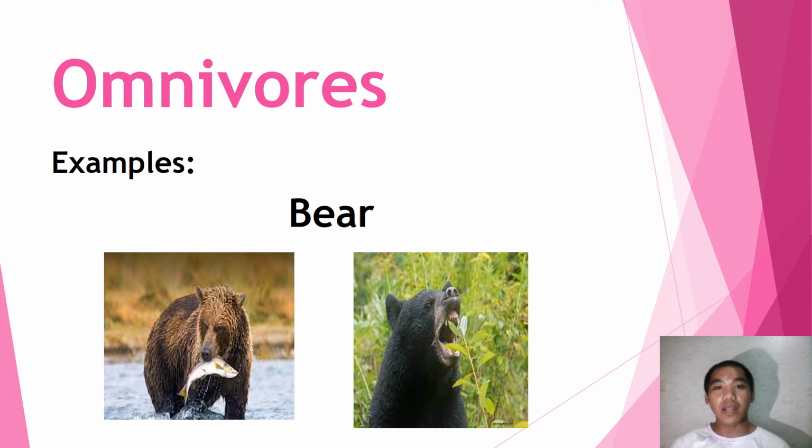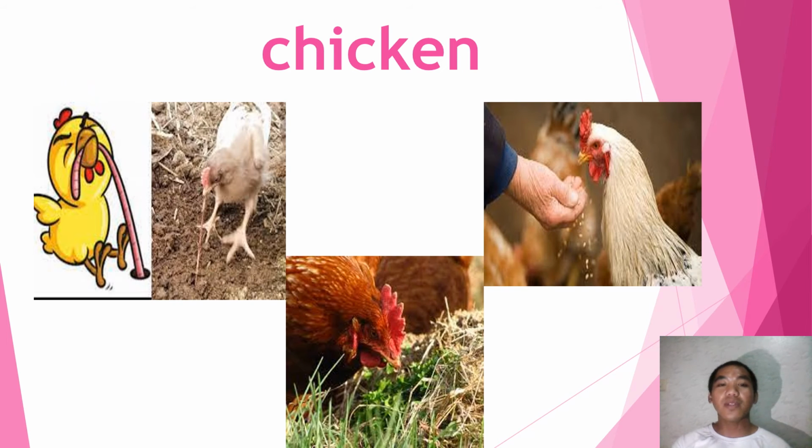Now the last classification, we have here omnivores. Omnivores are animals that eat both animals and plants. For example, a bear. A bear eats fish, but they can also eat plants. Therefore, they are omnivorous animals. Next is chicken. Chicken can eat plants and other animals, like for example, a worm. Chicken eats worms, but they also eat corn, for example, or all kinds of leaves.